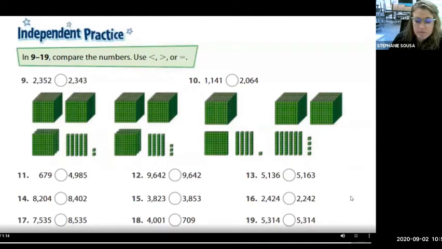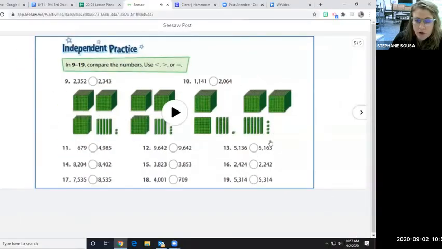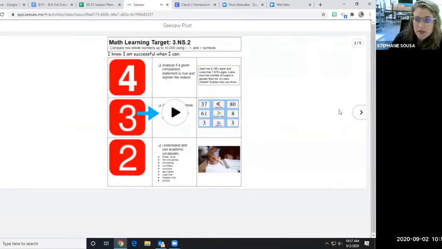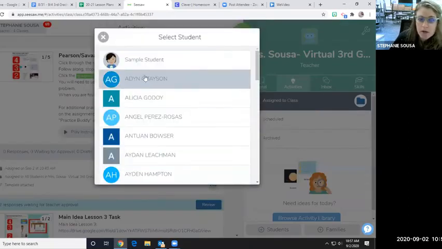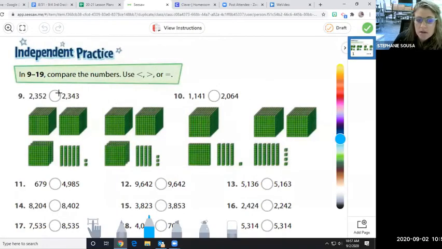When you're finished, make sure to hit the green check button. All right, so this is your independent practice page that has been uploaded inside of your assignment. When you click on Add Response, your work is displayed here. And again, Ms. Thaxton was reminding us to use the pencil or the pen tool to complete this assignment.